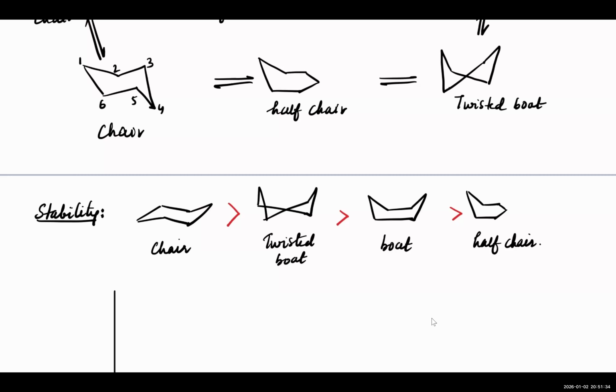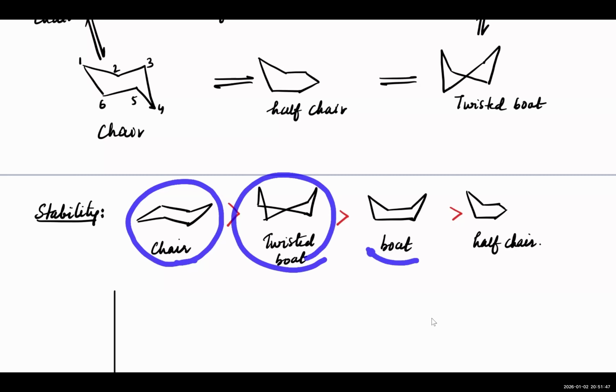As far as the JEE syllabus is concerned, the very basic thing you need to know is what the important conformations of cyclohexane are and what their stability order is. That's it. So the first one is the chair form, then twisted boat, boat, and half chair.